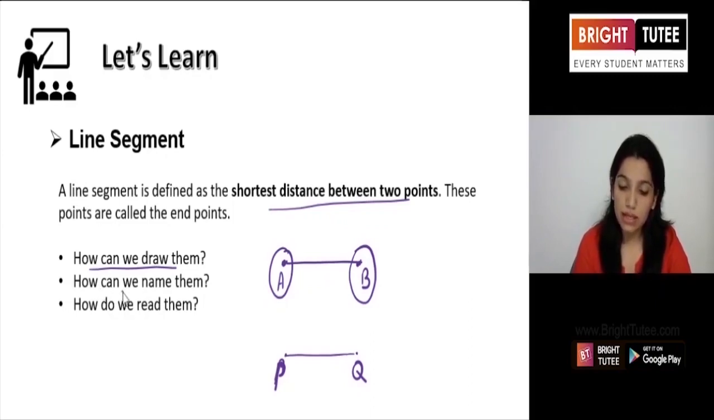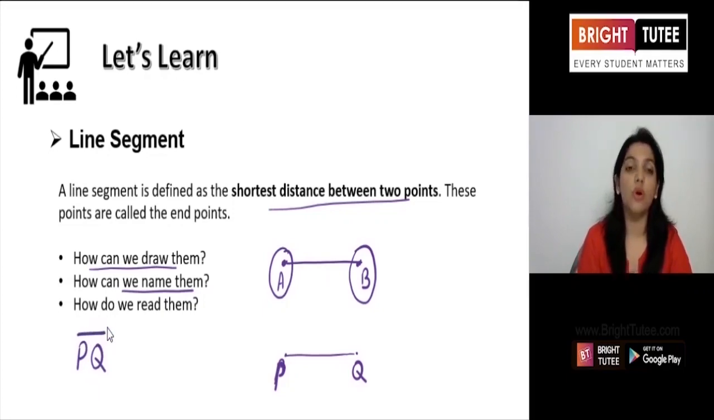Now they are saying, how can we name them? We name them as PQ, line segment PQ. And when we write PQ, over the top of PQ we need to draw this kind of a line, this small bar at the top of PQ.